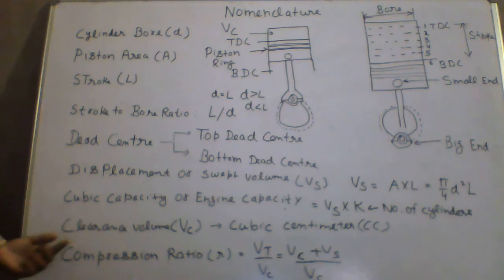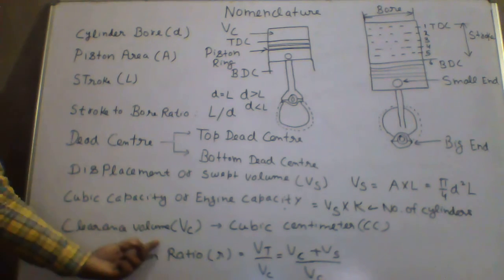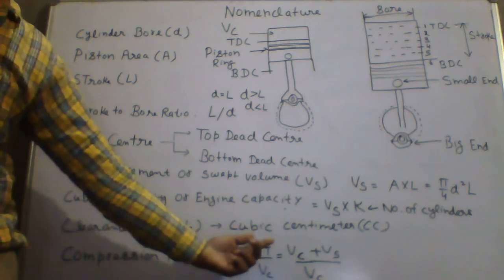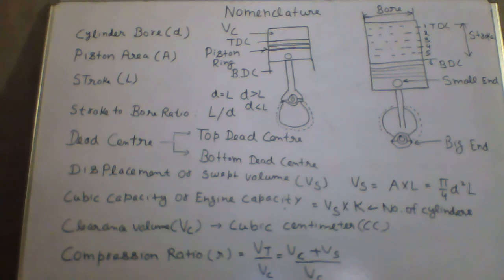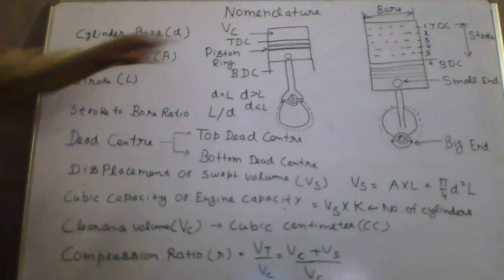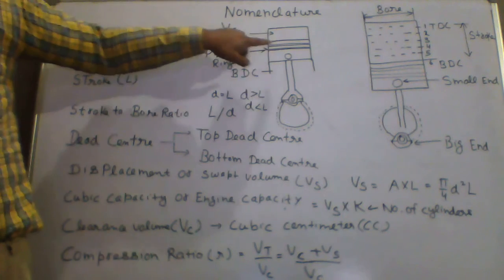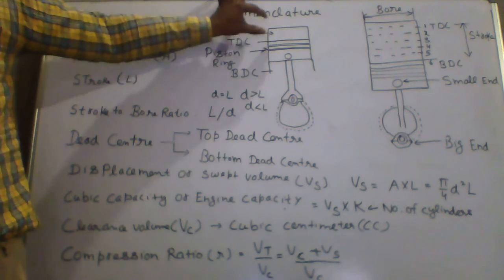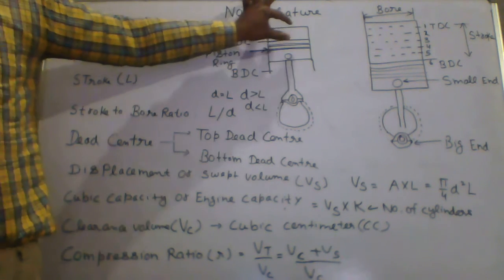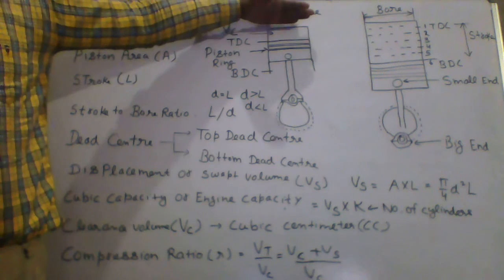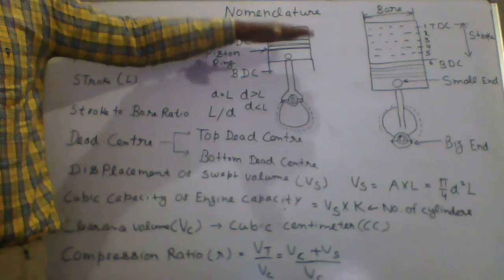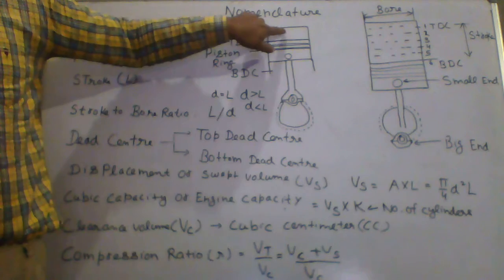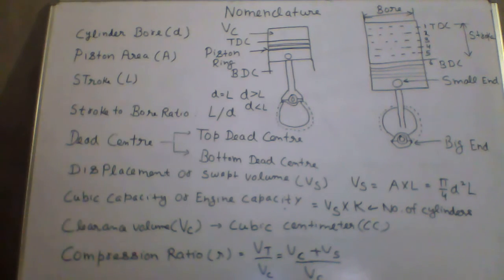Okay, next is your clearance volume, Vc, in cubic centimeter. The nominal volume of the combustion chamber above the piston when it is at top dead center is called clearance volume. It is designated by Vc. When your piston is at TDC, whatever volume is left between this side and the piston is called your clearance volume.